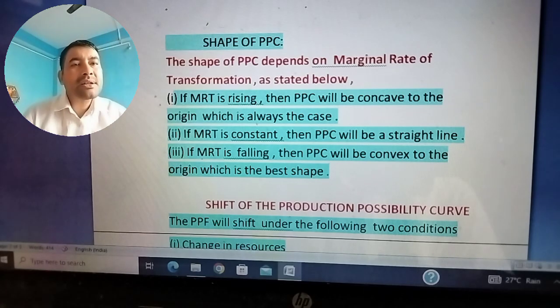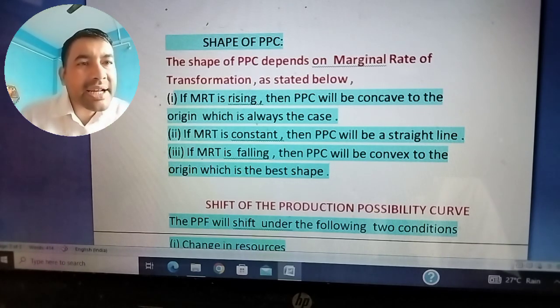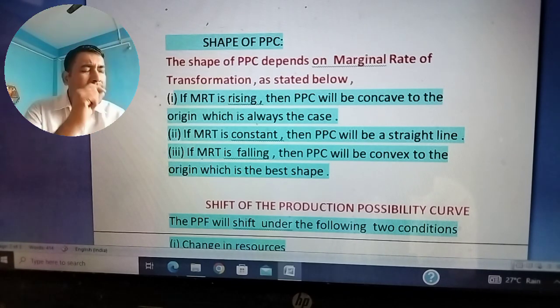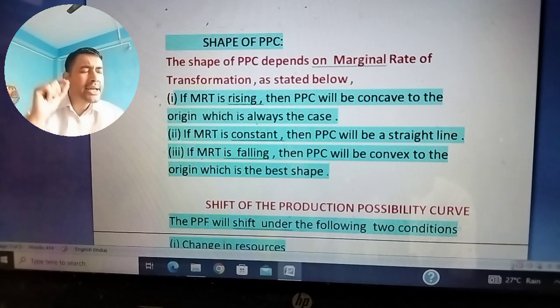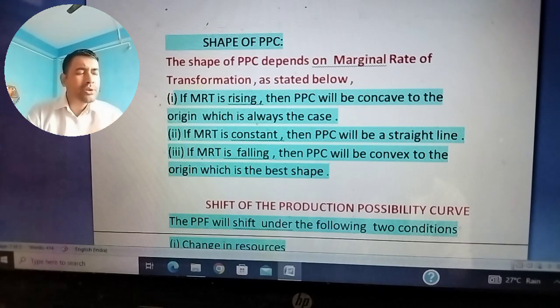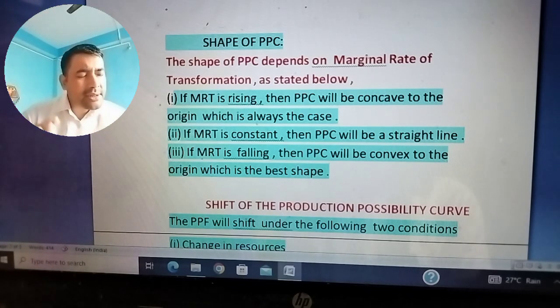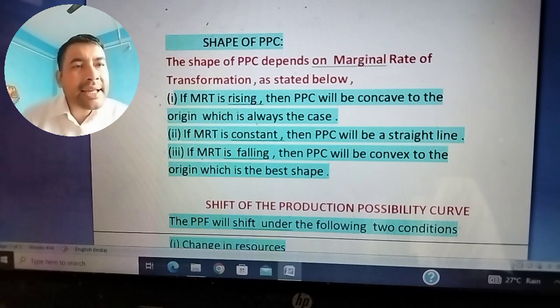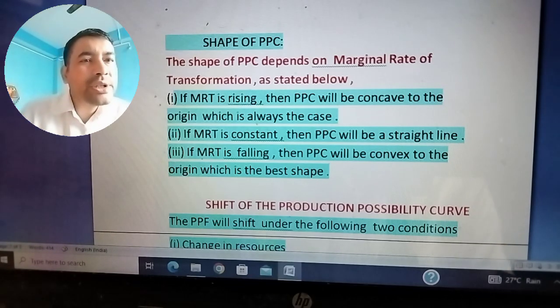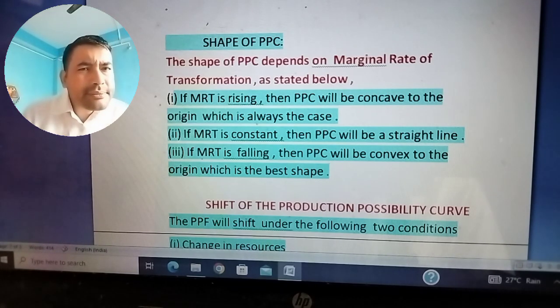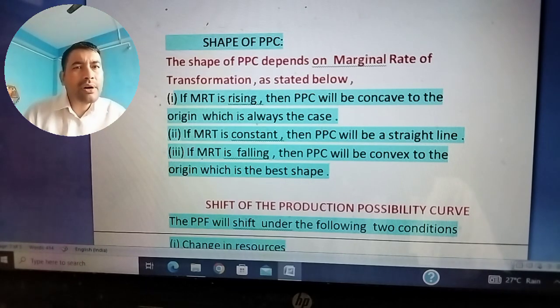But if the marginal rate of transformation is constant, then PPC will be a straight line. That is, in order to produce one more extra unit of X, you have to sacrifice only one unit of Y. If you want to produce two more extra units of Y, then you have to sacrifice two more units of X. You are sacrificing equal units. It is not possible in real life.